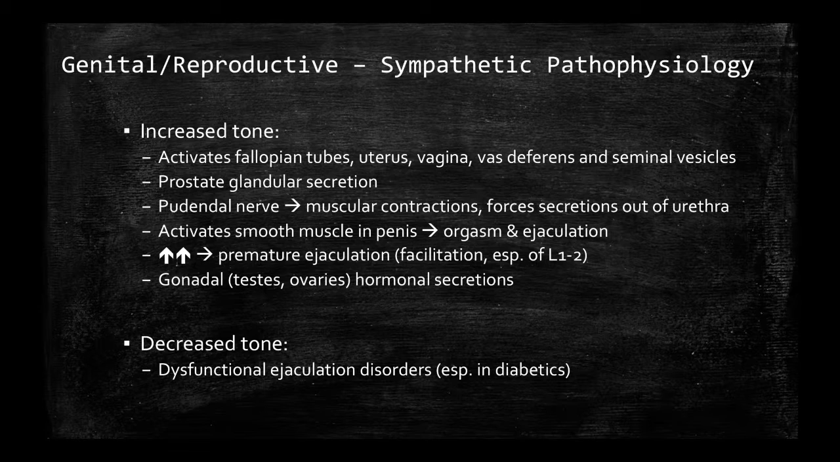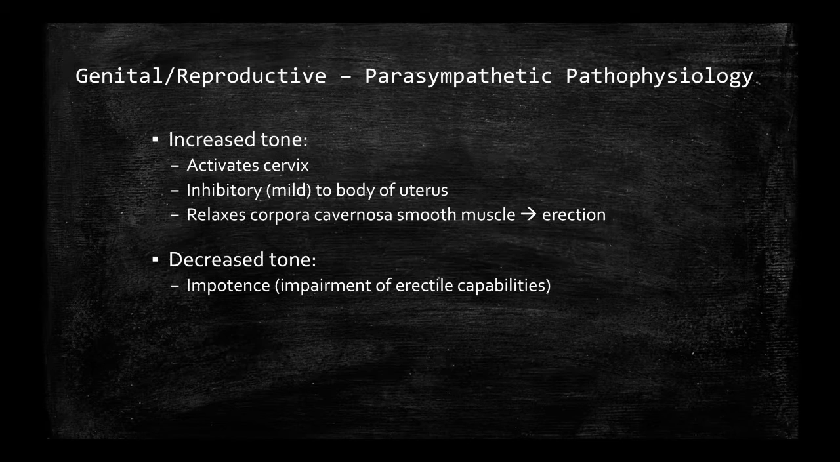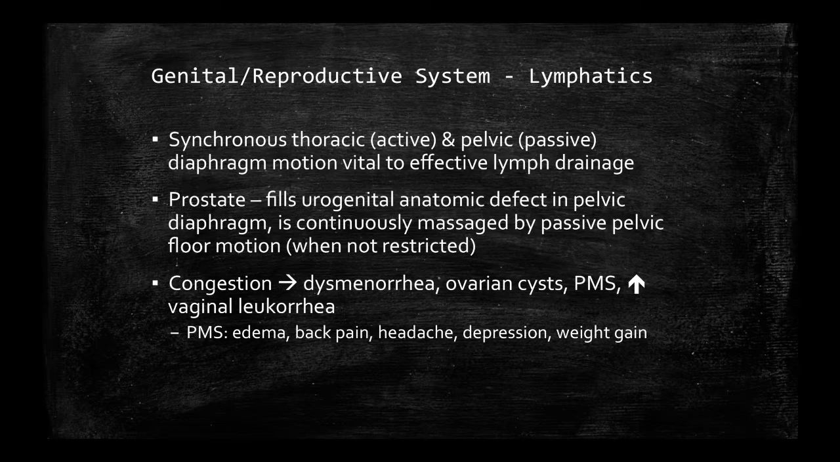Decreased sympathetic tone could lead to dysfunctional ejaculation disorders, and this is especially seen in diabetic patients. Parasympathetic stimulation for the genital reproductive system will activate the cervix and will mildly inhibit the body of the uterus and relax the corpora cavernosa in the penis, causing erection. Decreased parasympathetic tone will lead to impotence, impairment of the erectile capabilities of the penis.